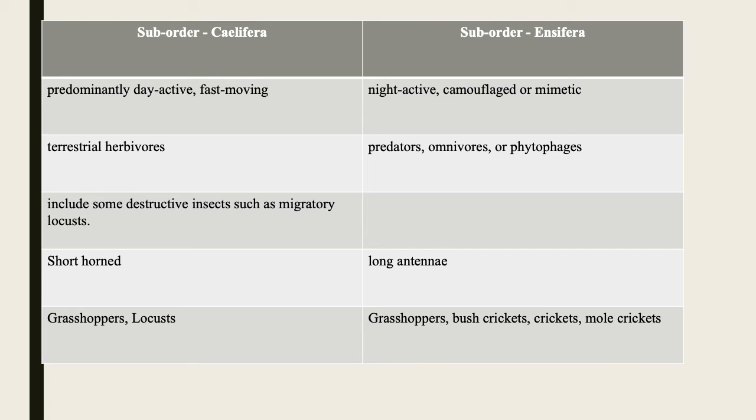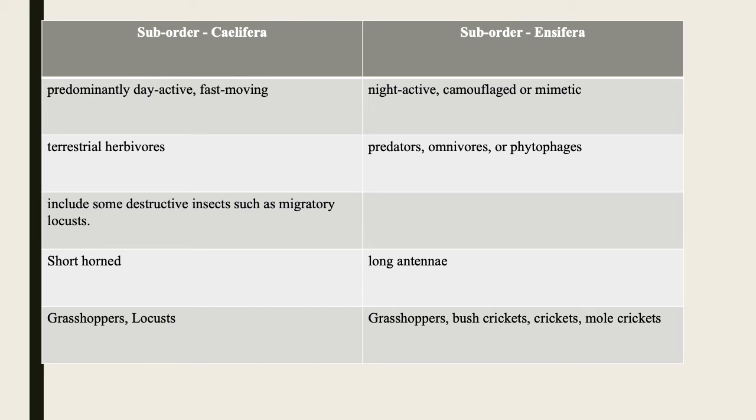Coelifera are predominantly diurnal animals. They are active during the daytime and are fast moving, whereas Ensiphera are nocturnal. They are active during the night and they can camouflage or mimic other animals. Coelifera are terrestrial herbivores, whereas suborder Ensiphera are predators or omnivores, or they may eat plants also, which is known as phytophagous.